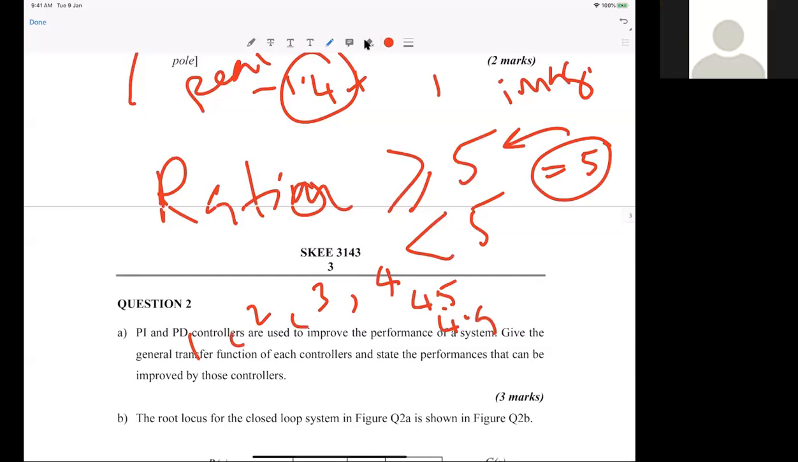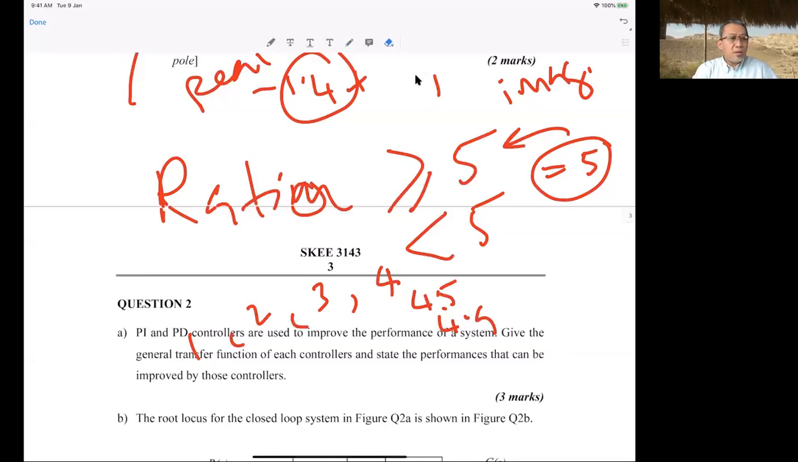Oh, okay sir. 4.9 tak boleh. 4.9, 4.99, no. There is no second order approximation. Okay, thank you sir.